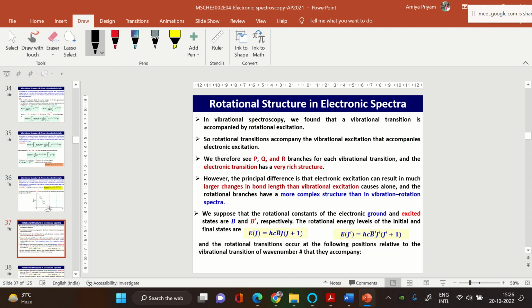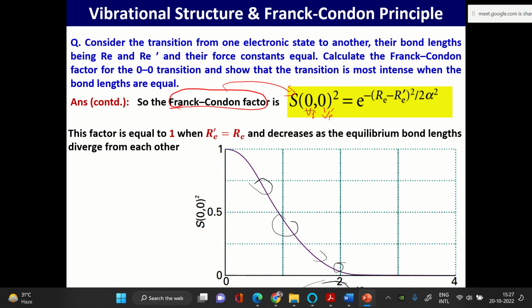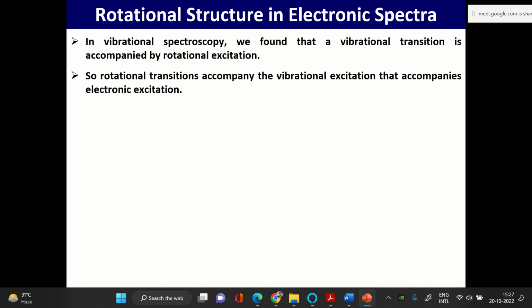So now we have discussed how we can interpret the vibrational fine structure observed in the electronic spectrum using the Franck-Condon principle. We have also learned how we can evaluate the Franck-Condon factor, which is the square of the overlap integral. The 0-0 means the vibrational transition, v initial, v final, v prime for the several states, and it goes on decreasing. That's the calculation that we have.